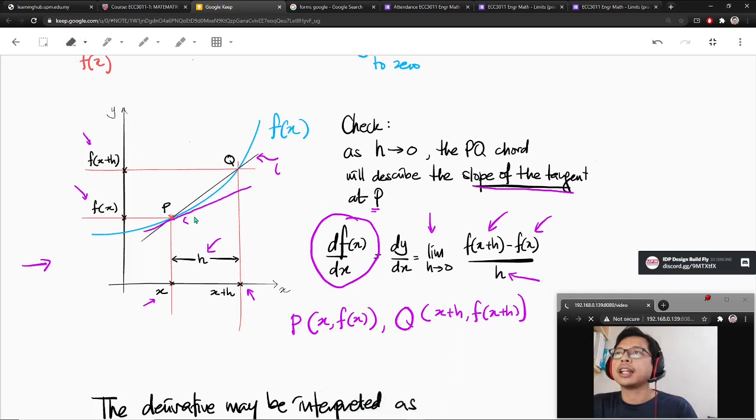It's not straight because I have unsteady hands, but as Q is approaching P, because h is approaching 0, it gets closer and closer. So this line right here will be changing and changing, until at the end when P and Q are really close together, h approaching 0, you will get the slope, what we call the tangent line. This is what we call the tangent line.